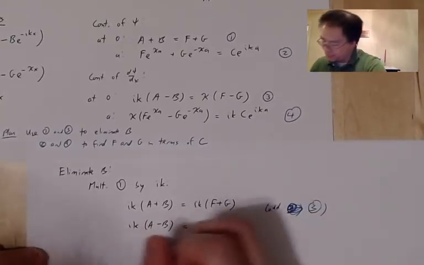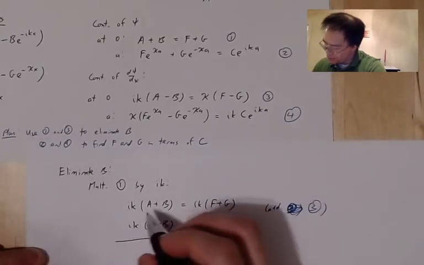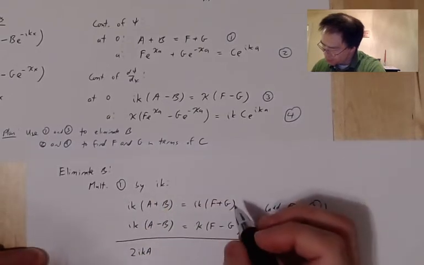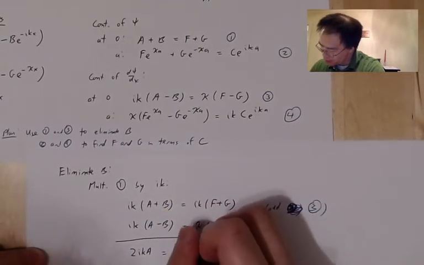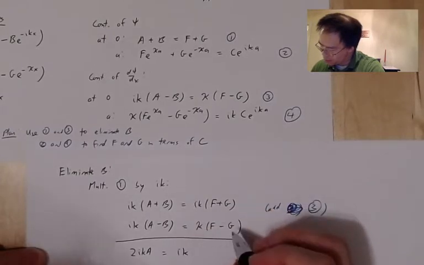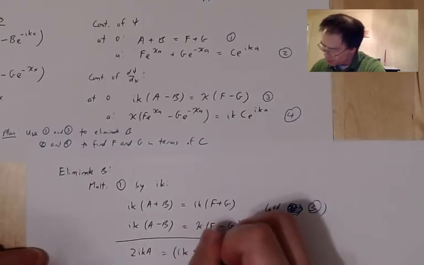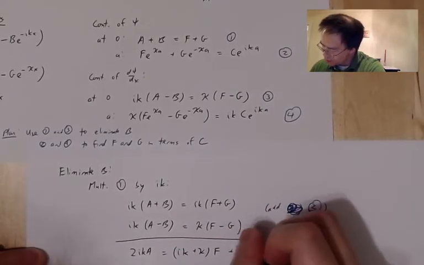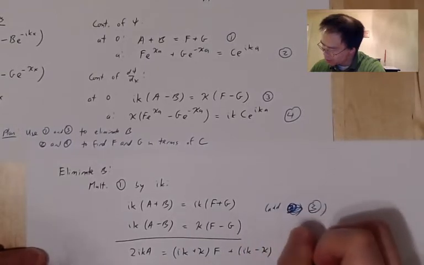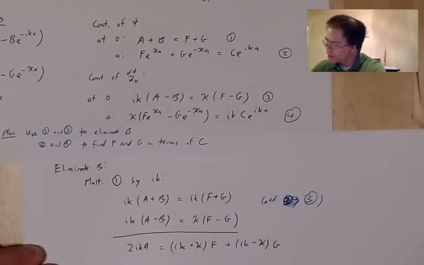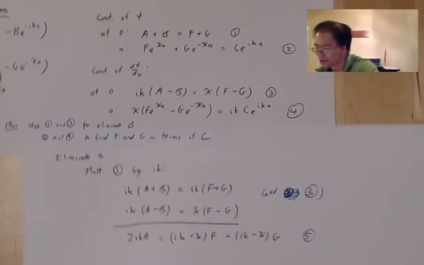Okay, so let's do that. And so I get 2 ik a, the b's cancel, and then I get ik. Let's just keep the f's and the g's separate. I have ik plus kappa times f plus ik minus kappa times g. Okay. Let's call that equation 5. We will need to refer back to it.